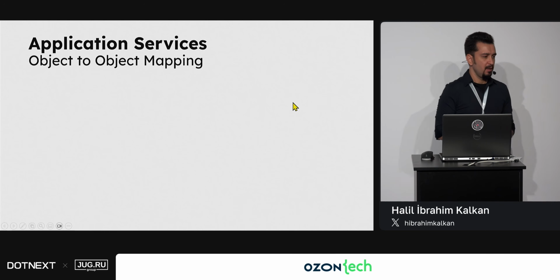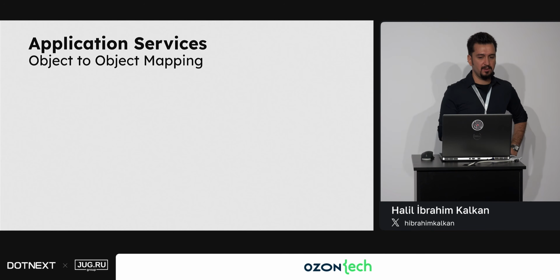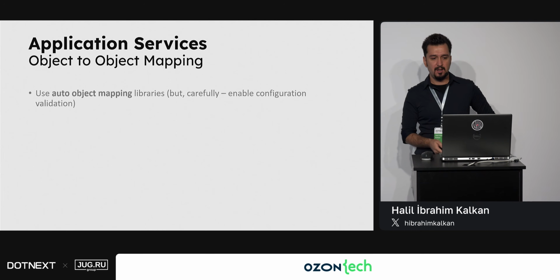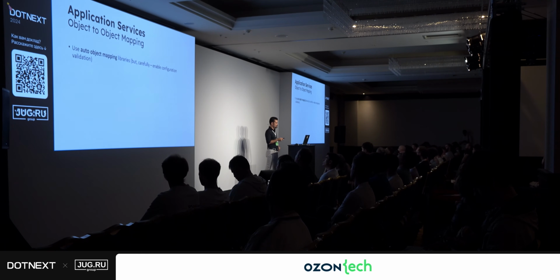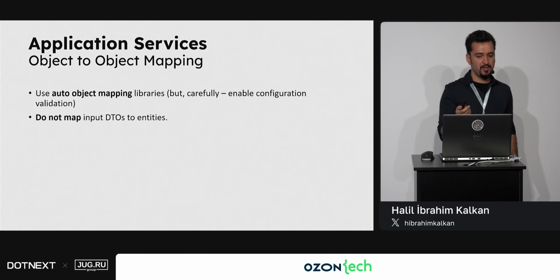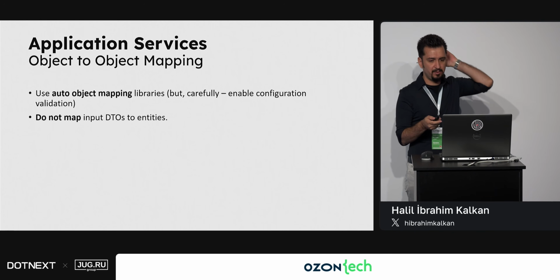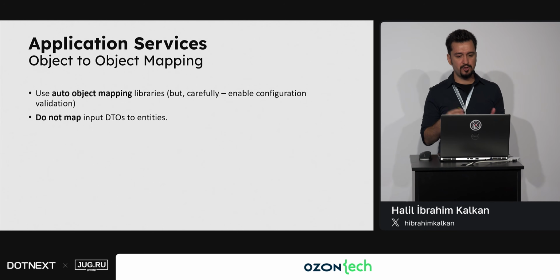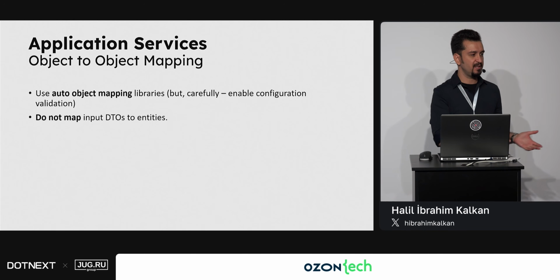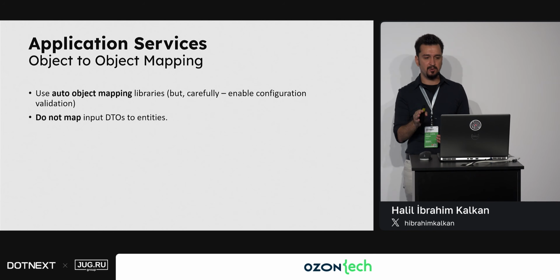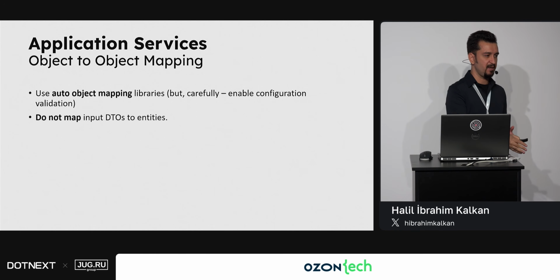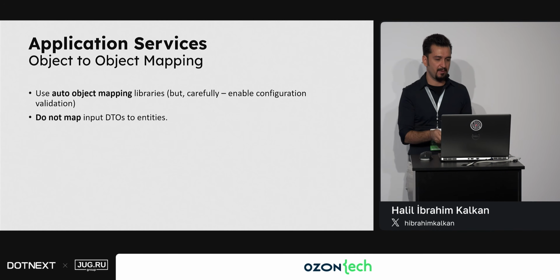We typically use object-to-object mapping, especially for converting entities to data transfer objects or vice versa. When you use an auto object mapping library, you can use it, no problem. However, you should be careful. Some libraries, like AutoMapper for example, have configuration validation. You should definitely use it. Otherwise, you change your entities, forget to change your related data transfer objects, and you get the exception only at runtime. However, if you use it, you get the exception when you just start the application. You can see the problems at development time.